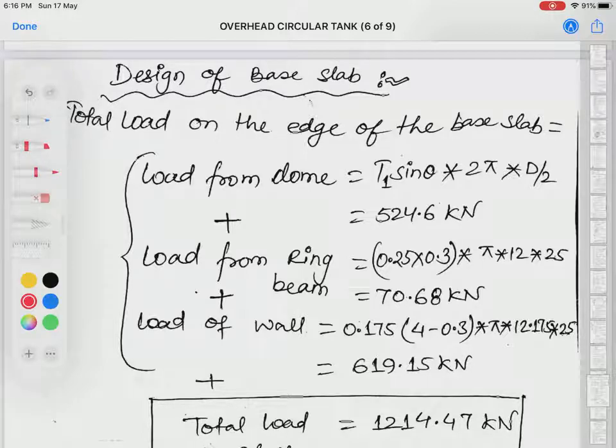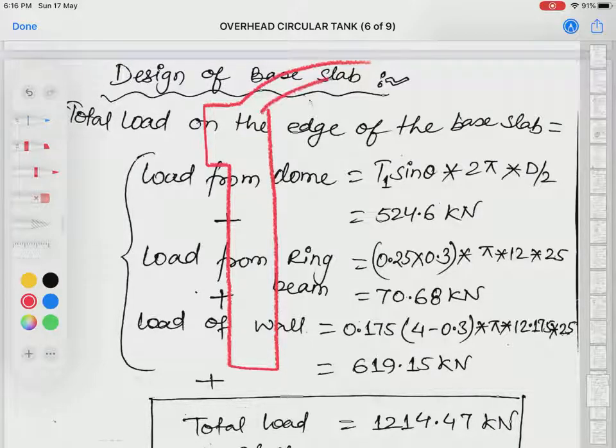If this is the tank wall, this is the tank wall, and this is the top ring beam, and this is the top dome. So you remember the total length of the tank wall is 4 meter.